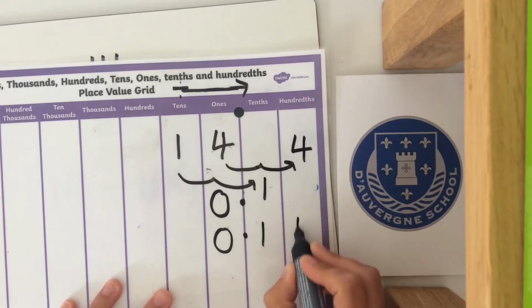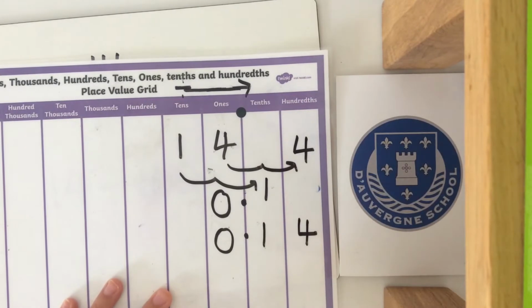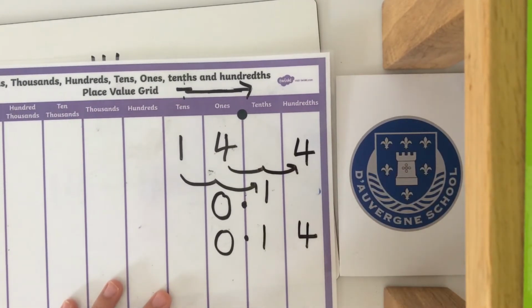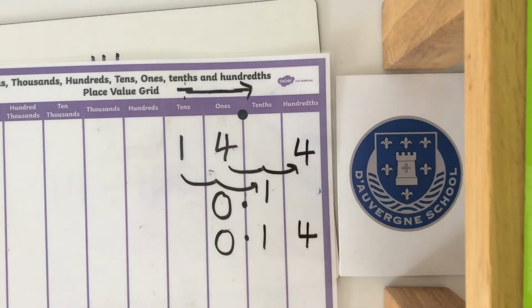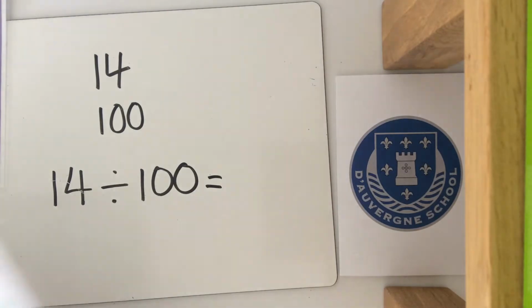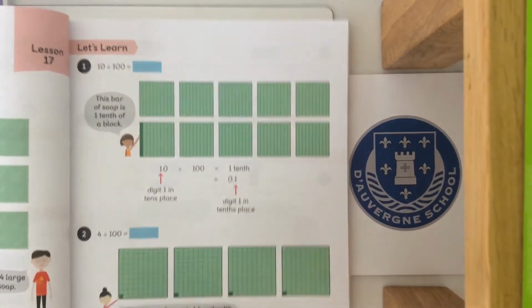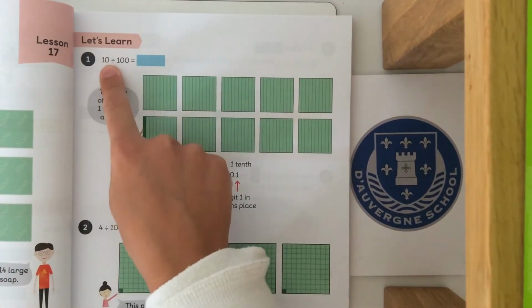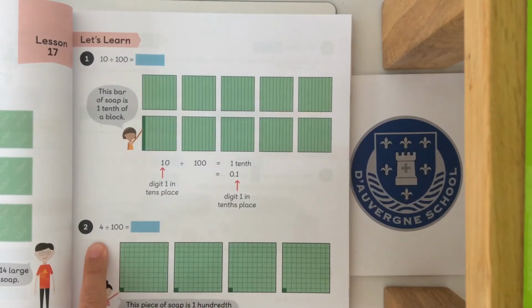Write them out next to each other to make it easier to see. Each digit moves back 2 spaces. Okay, let's have a look how they've laid it out in our textbook. So they have split the 14 into a 10 and into a 4.